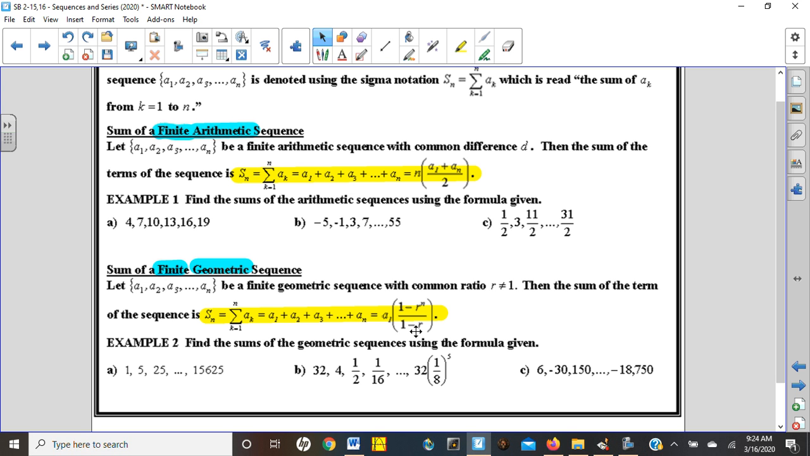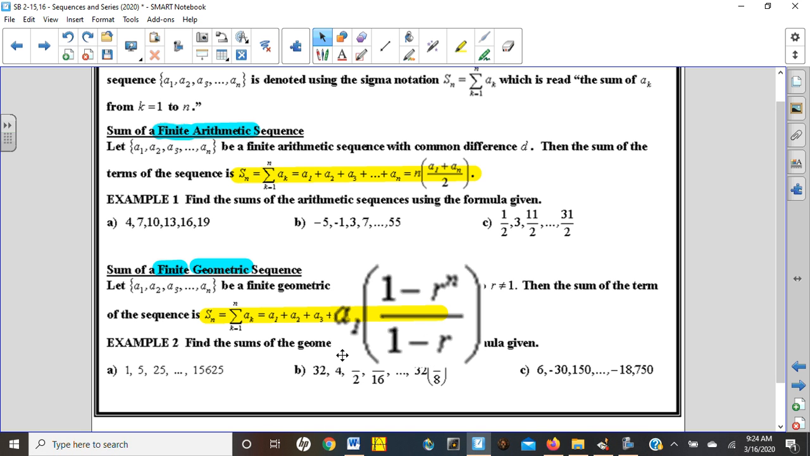First of all, we need to be able to determine the common ratio, and we have to be able to determine the number of terms. So in this case, a1 is the first term, and we're going to multiply that by 1 minus the common ratio raised to the number of terms in the series, divided by 1 minus just the common ratio.